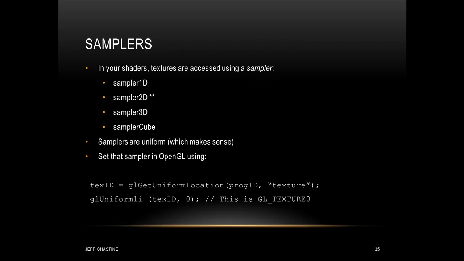And we have several different versions of this. We have sampler 1D, sampler 2D, and sampler 3D, depending on the kind of image data that we're working with. Now you should note that samplers are going to be marked as uniform, which makes sense because that texture is going to be shared across all the different pixels.